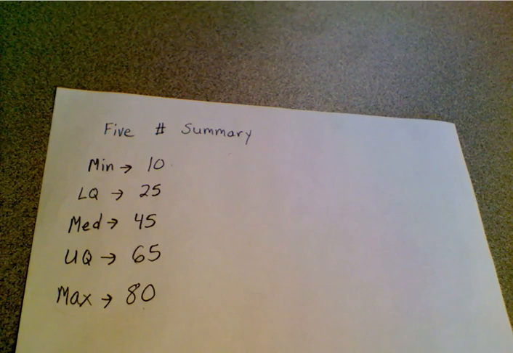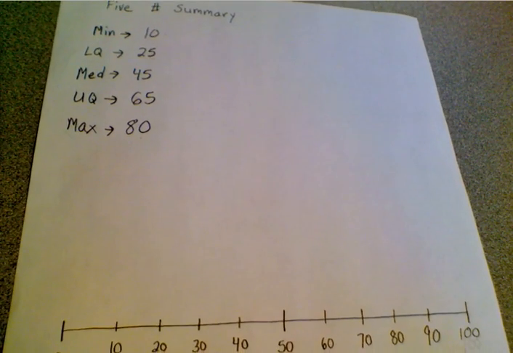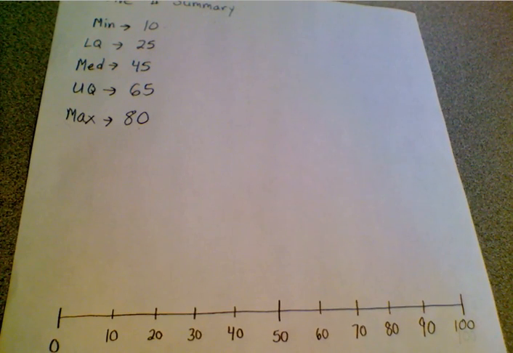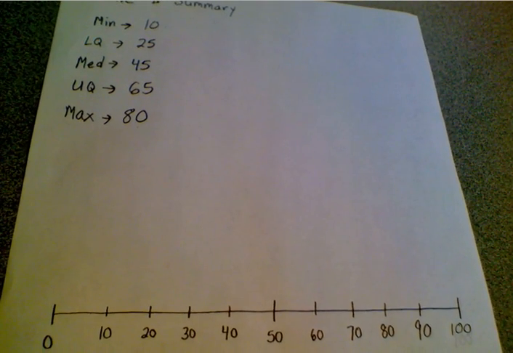So here's what that looks like. We see here we have our 5-number summary: our minimum of 10, lower quartile 25, median of 45, upper quartile 65, and our maximum of 80 here. Now what we're going to do is make a number line, and if you notice here, I've counted by tens on my number line, and I started at 0 and went all the way up to 100. Again, I made sure that I would be able to see my 5-number summary on this number line. You want to make sure that your numbers include your 5-number summary so you can see it here, okay?